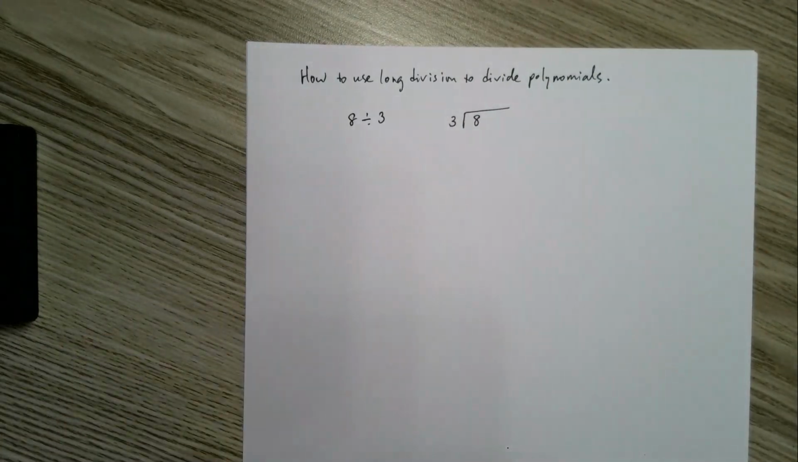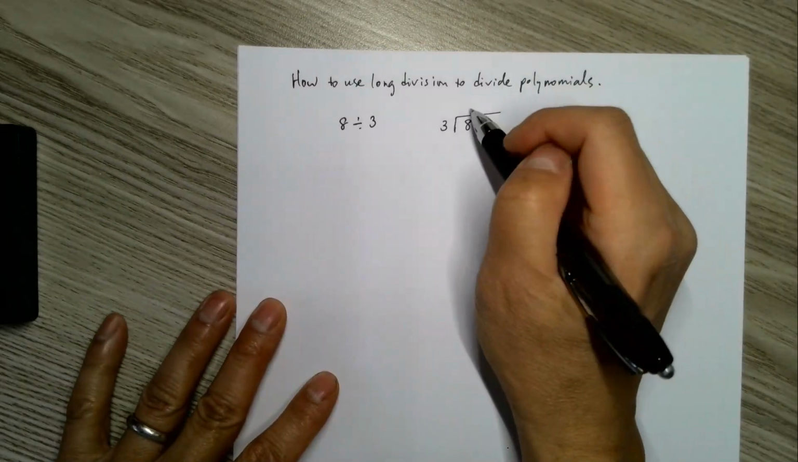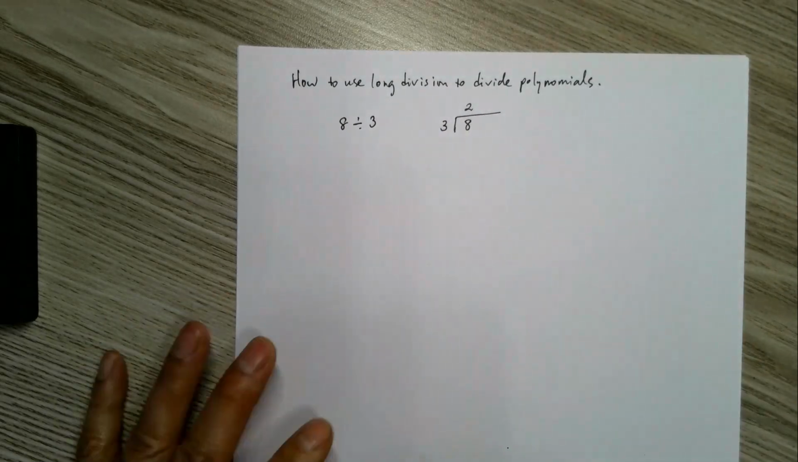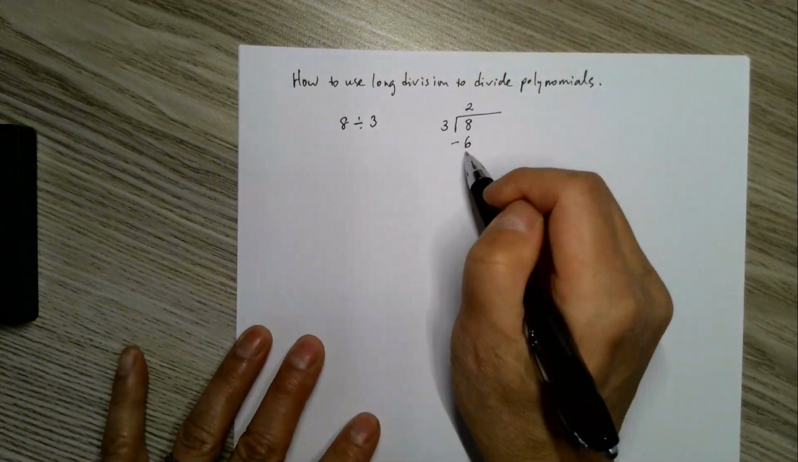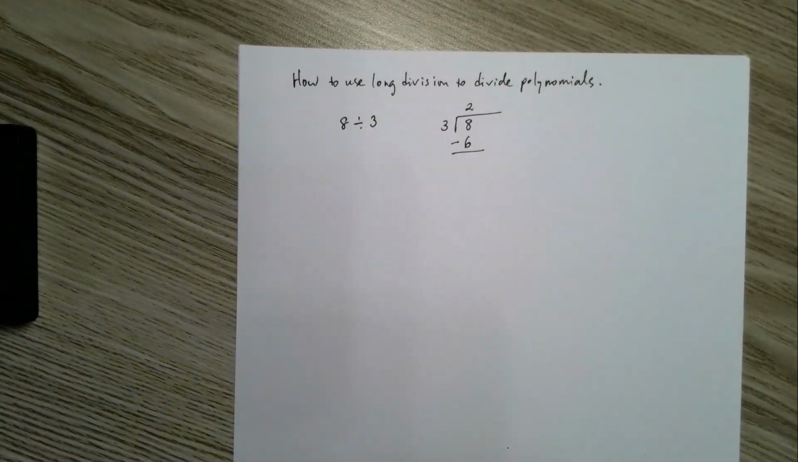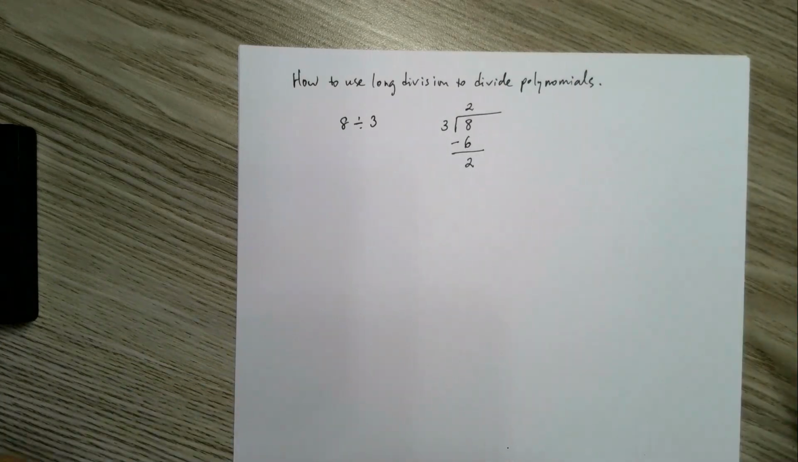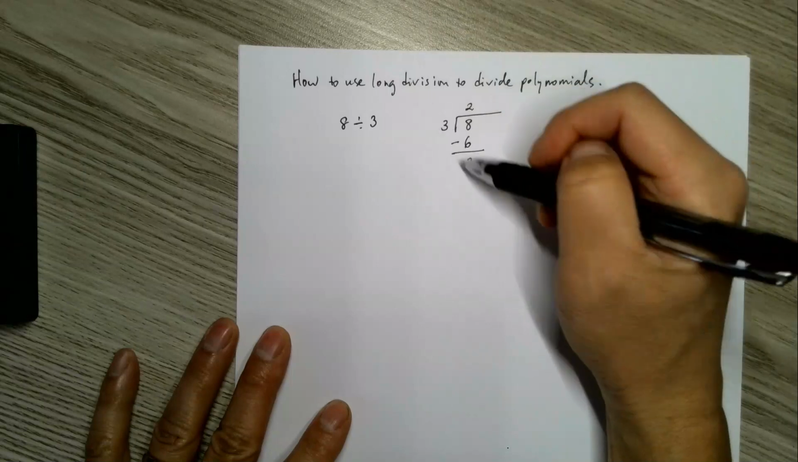So you ask yourself, how many times does 3 go into 8? How many full 3's go into 8? And that would be 2. And then 2 times 3 is 6. You put that under the 8, and then you subtract because you want to know how much you have left. You have 2. And that's it. So you're going to have a remainder of 2.